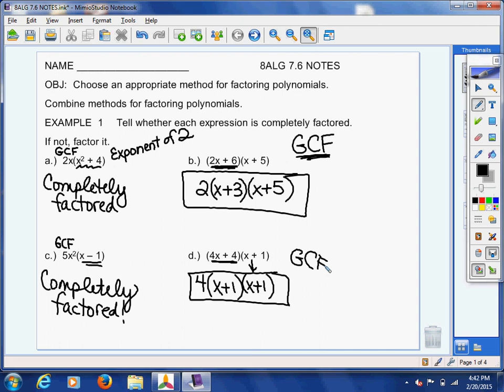Okay, so that's it for example 1. It's pretty tricky, so we'll practice this tomorrow. If you're not quite sure what's going on, I'll show it to you again with some other examples and let you try some on your own, okay?